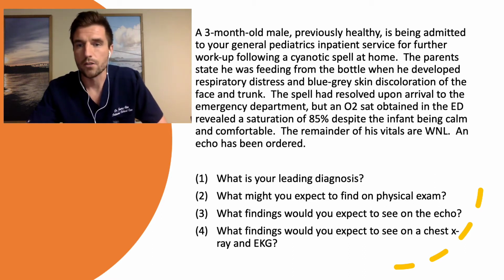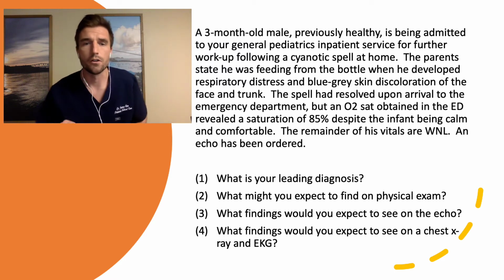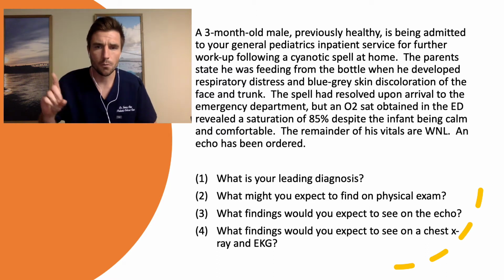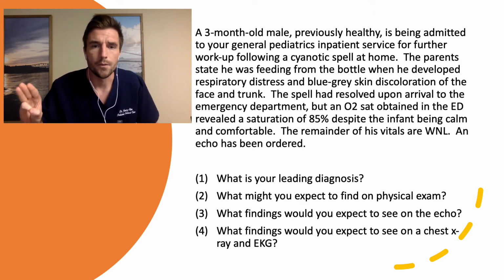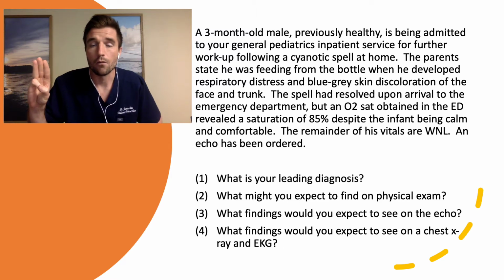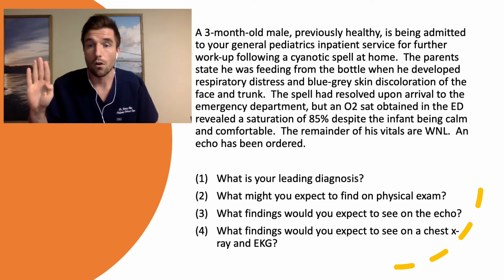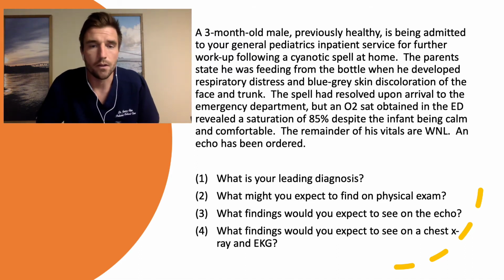This one is just me trying to get you to think about what 4 features, what 4 anomalies you see in Tetralogy of Fallot. So 4 things to remember. Number 1, and easiest to remember, is the very large VSD. Number 2, overriding aorta. Number 3, RV outflow tract obstruction, or synonymous, you may hear people say pulmonic stenosis. And then number 4 is RV hypertrophy. And so those would be the things that you would expect to find on echocardiogram.